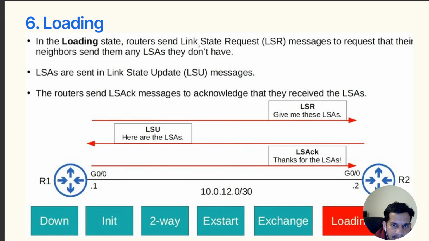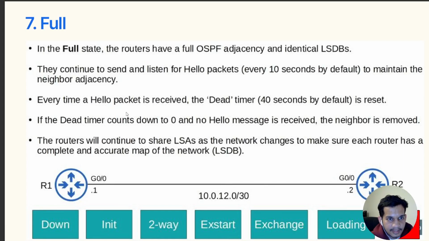Then there is a loading state, where the router sends link state request messages to request its neighbor to send the LSAs it doesn't have. Suppose there is a big network, it will just request: can you send me the LSAs which I don't have? Once it requests, the neighbor sends an update in an LSU, link state update, and then the router sends an LSAck, a link state acknowledgement, saying that I have received the LSAs you have been sharing with me. And then there is a full state.